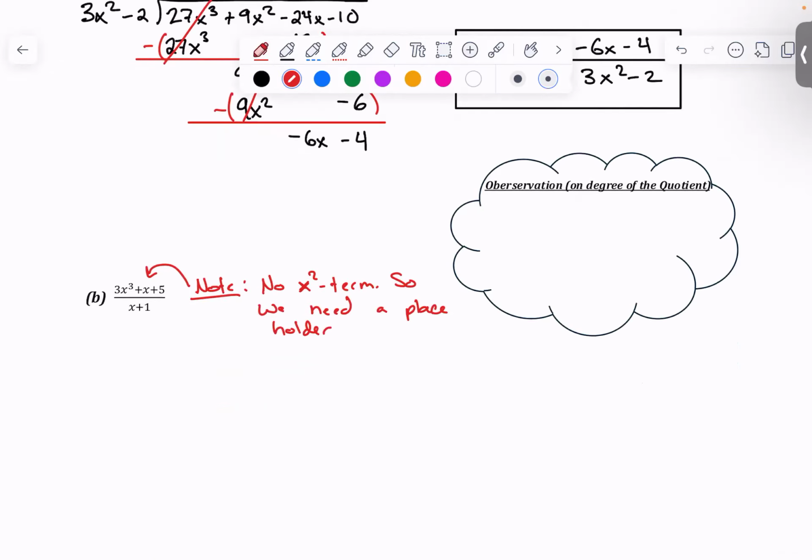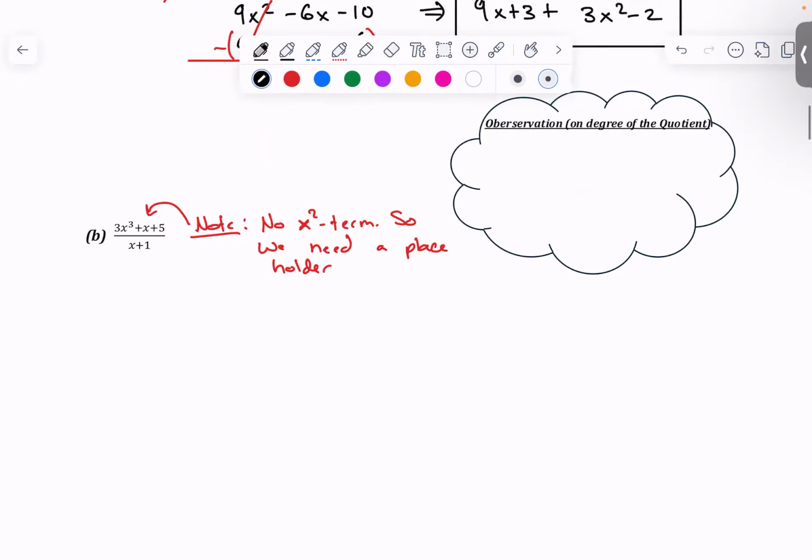What do I mean by that? So remember that 0 times anything is 0, and you can always add 0 to any expression and it doesn't change anything. So what we're going to do is rewrite this as x plus 1 divided into 3x cubed plus 0x squared plus x plus 5.